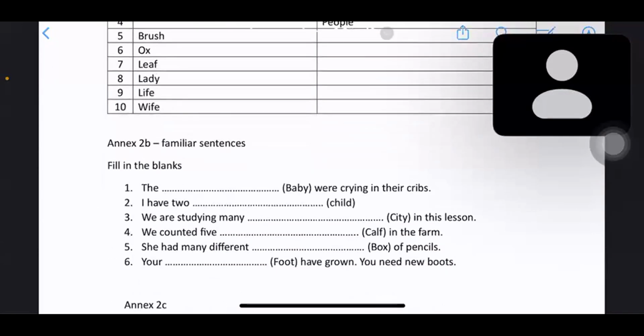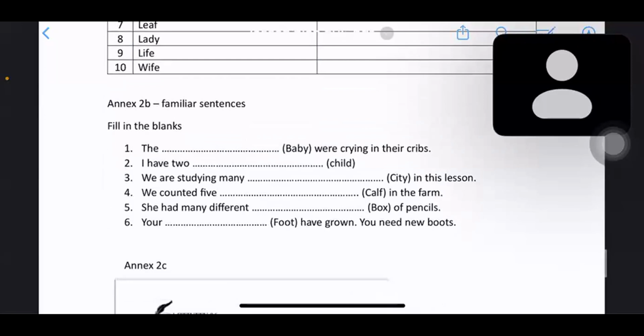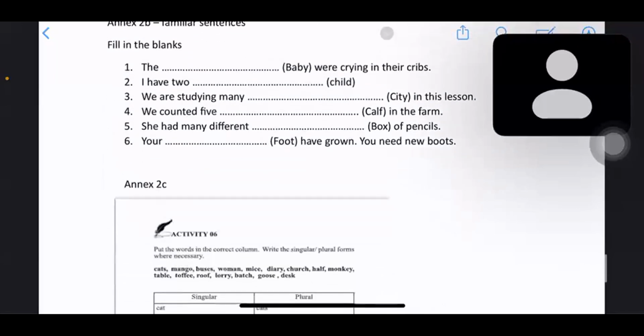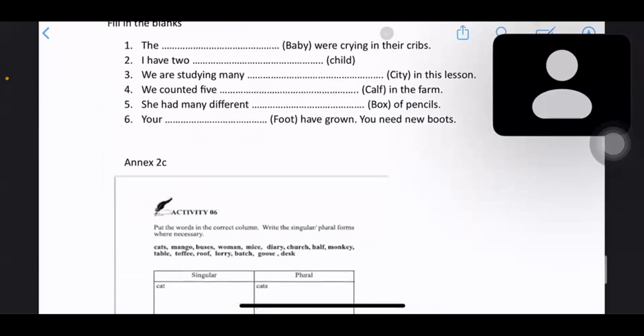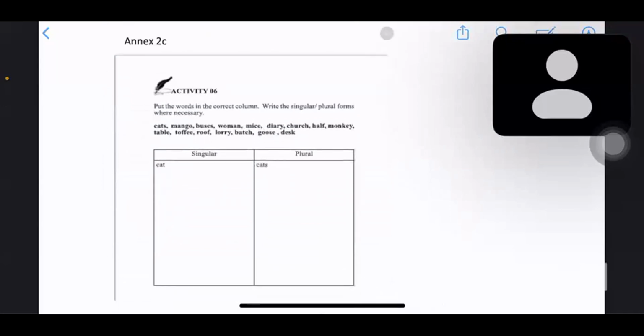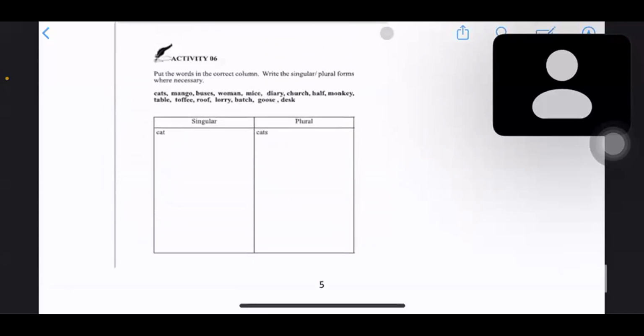In Annex 2B, familiar sentences, they have to fill in the blanks. The noun is in the brackets. They have to convert it into plural and write the answers on the blanks. Then Annex 2C, the workbook activity.